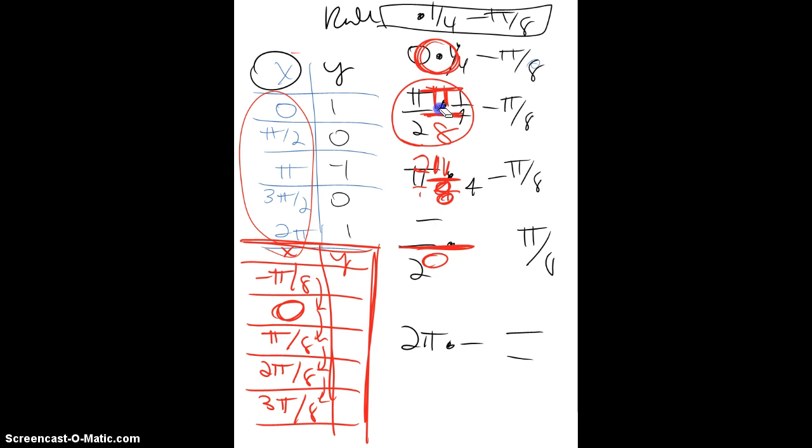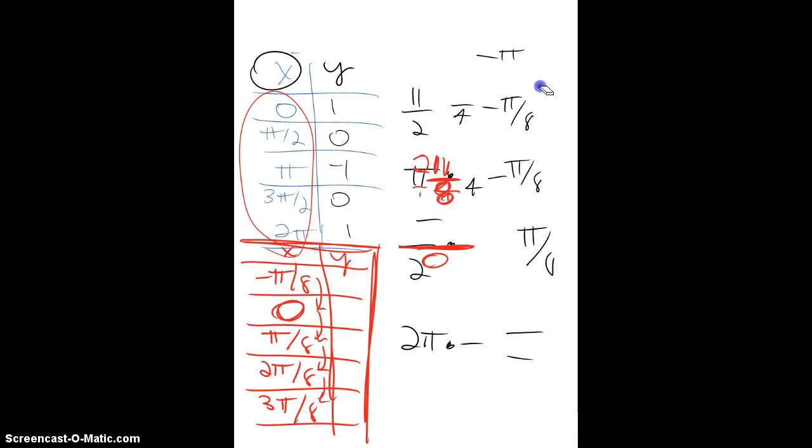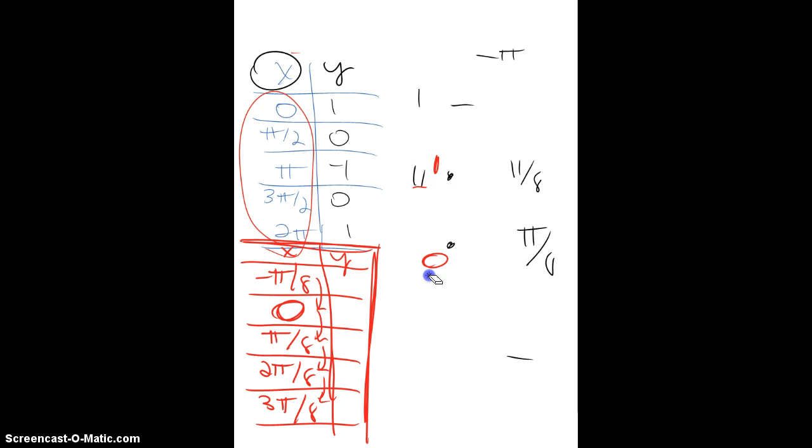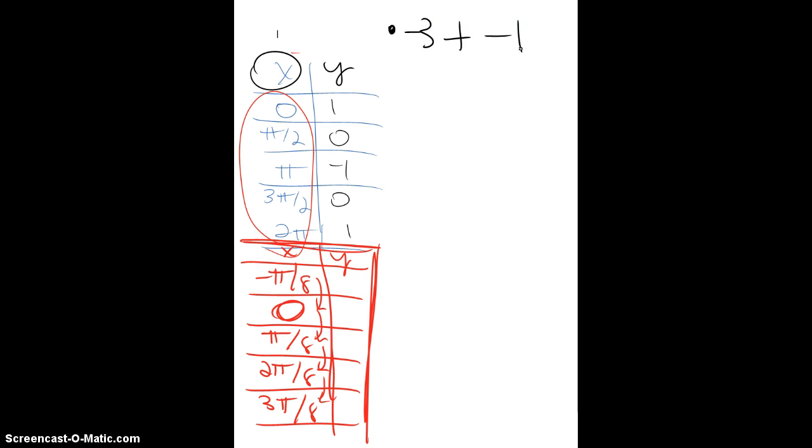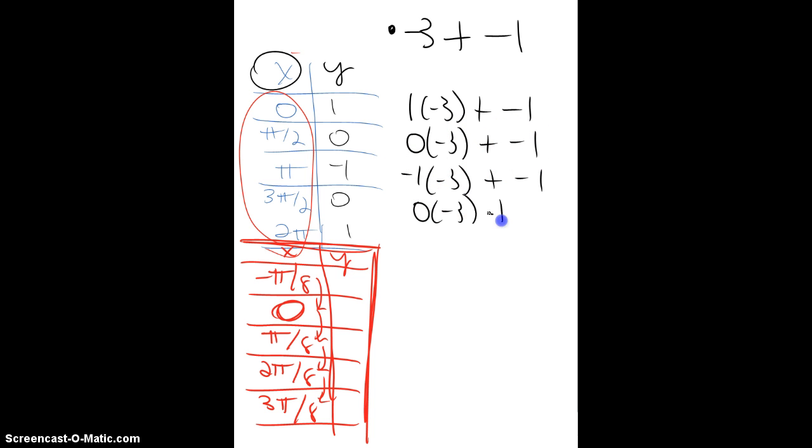So now let's go back and fix our y's. Let me erase this quickly. To fix the y's, we decided we needed to multiply by a negative 3 and add a negative 1, or subtract 1, whatever you think of that. So I have 1 times negative 3 plus negative 1, 0 times negative 3 plus negative 1, negative 1 times negative 3 plus negative 1, 0 times negative 3 plus negative 1, and 1 times negative 3 plus negative 1.